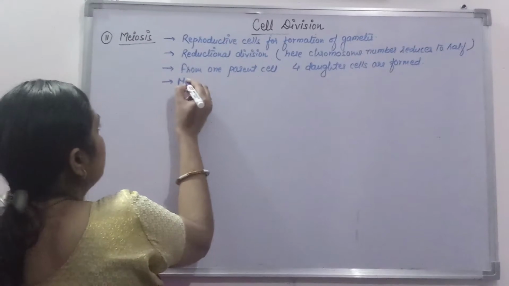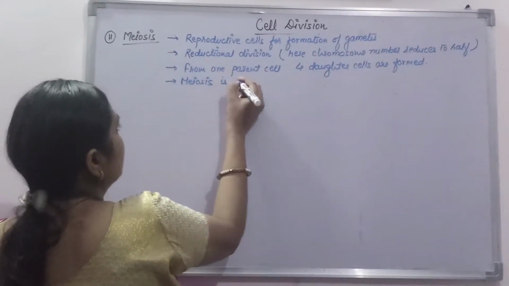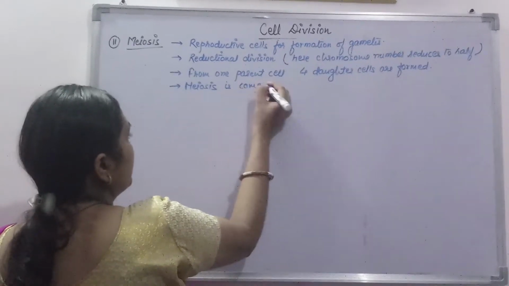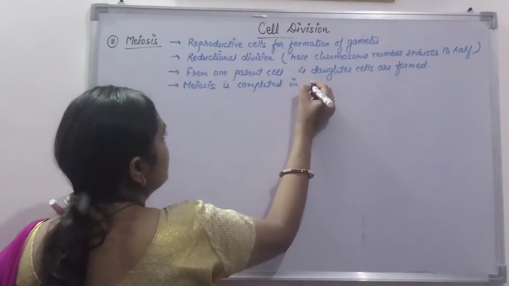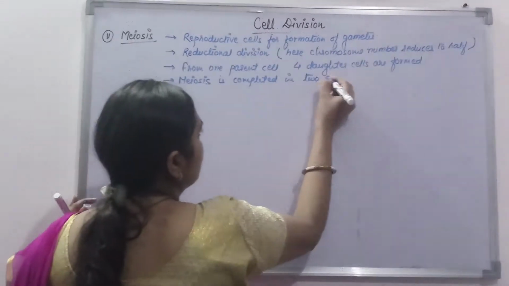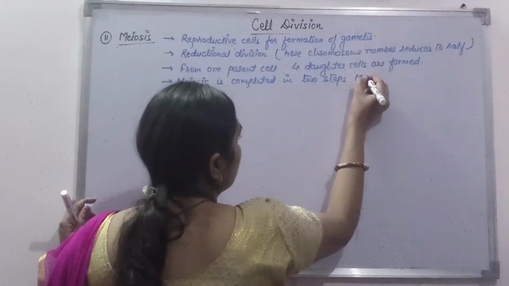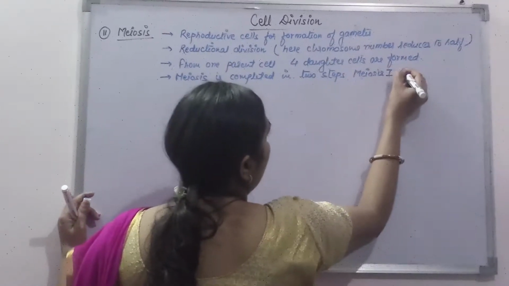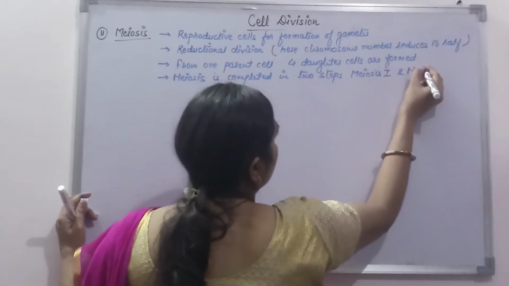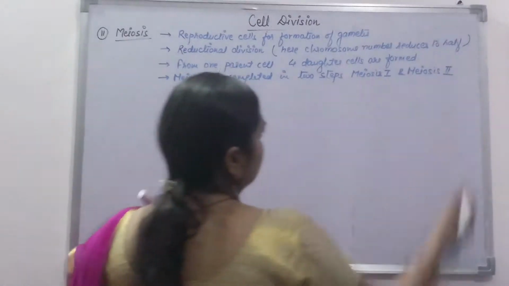Meiosis is completed in 2 steps: meiosis 1 and meiosis 2.